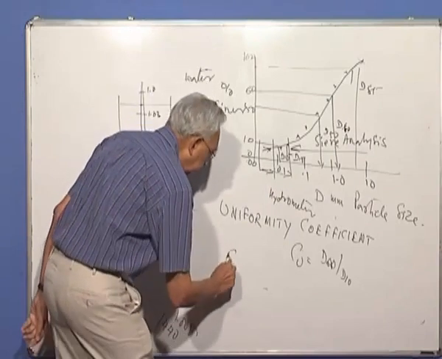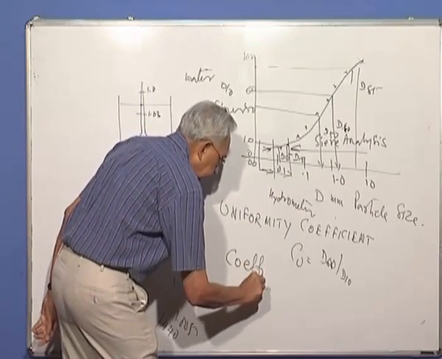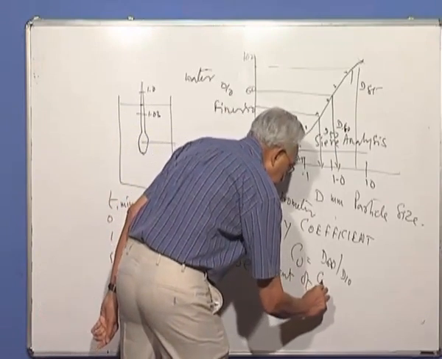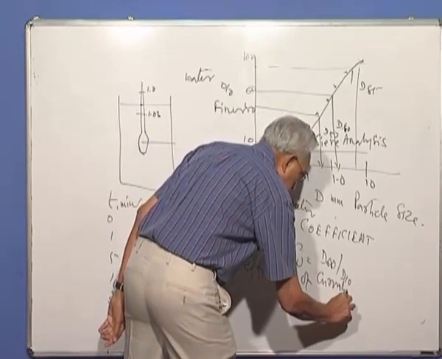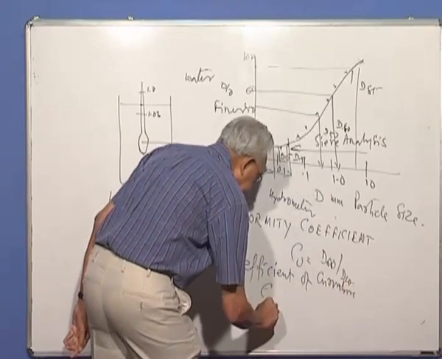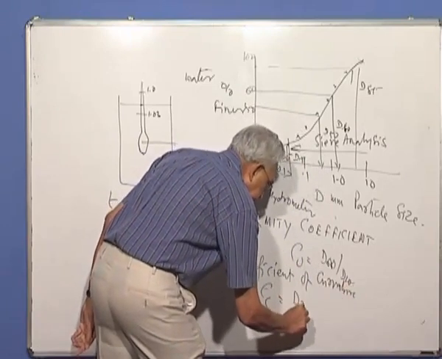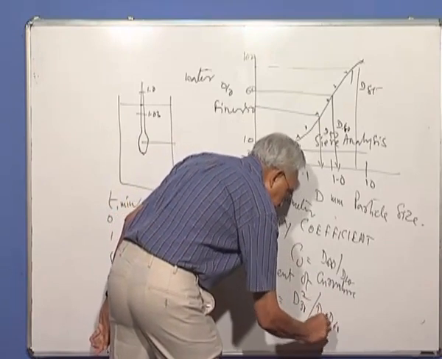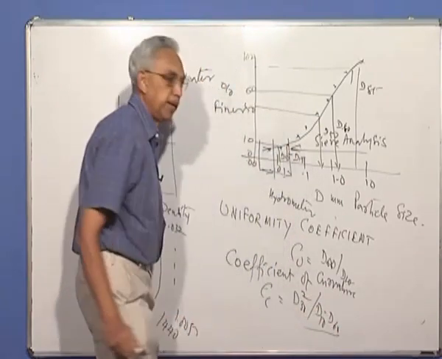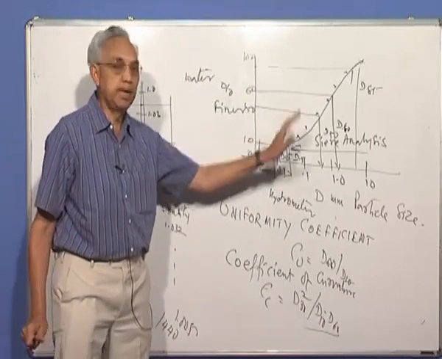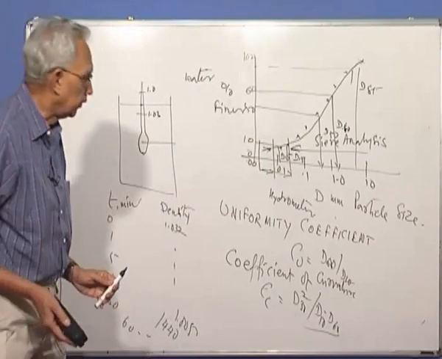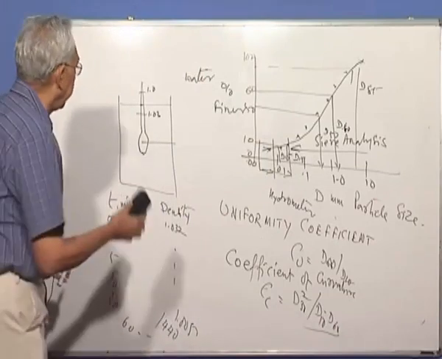Another would be the coefficient of curvature. We call it Cc, which is D30 squared by D10 into D60. This is another parameter we use to describe the curve. And this is how we talk of the kind of soils that we have in terms of gradation.